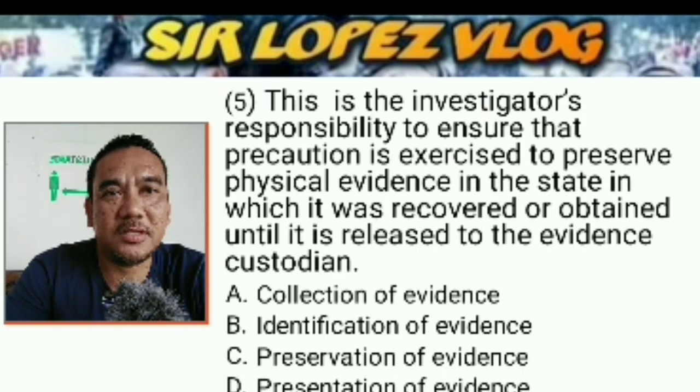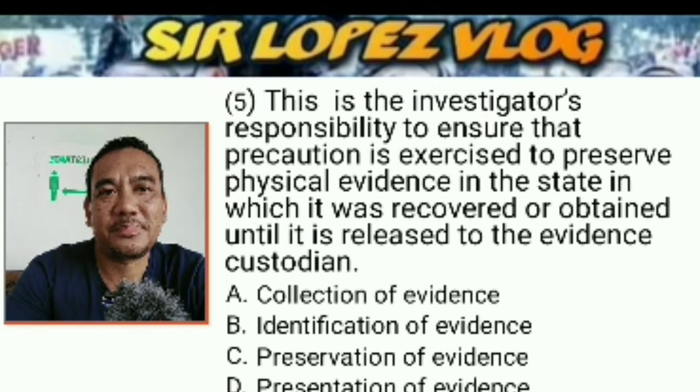This is the investigator's responsibility to ensure that precaution is exercised to preserve physical evidence in the state in which it was recovered or obtained until it is released to the evidence custodian. A. Collection of evidence. B. Identification of evidence. C. Preservation of evidence, or letter D, Presentation of evidence. Number 6.